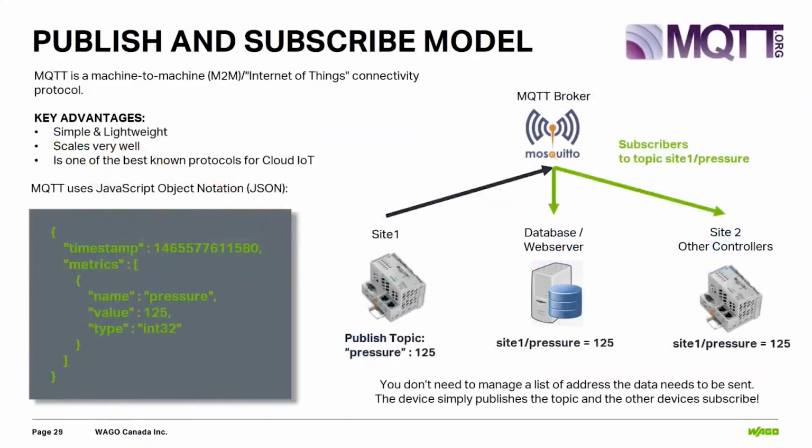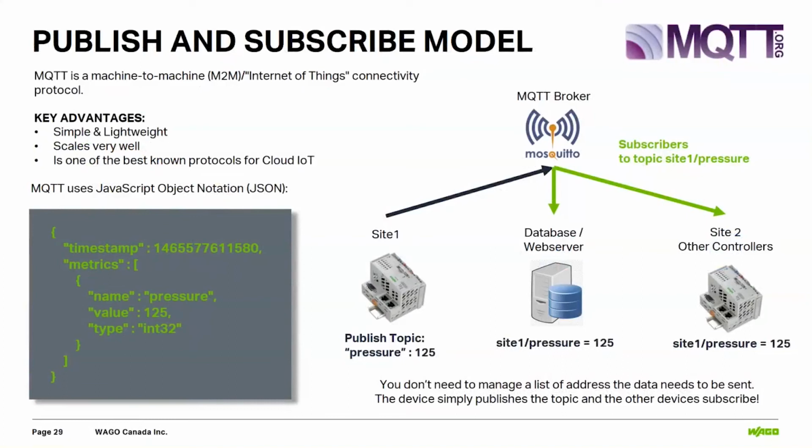So a good example of this is actually MQTT. MQTT is a machine-to-machine Internet of Things connectivity protocol, and it's actually one of the best known protocols for cloud IoT. The advantage of it is that it's lightweight and it scales very well. Of course, it also uses JavaScript Object Notation. So in this example, you can see I've got a diagram, right?